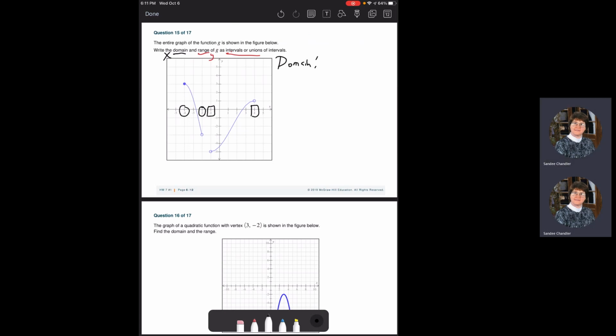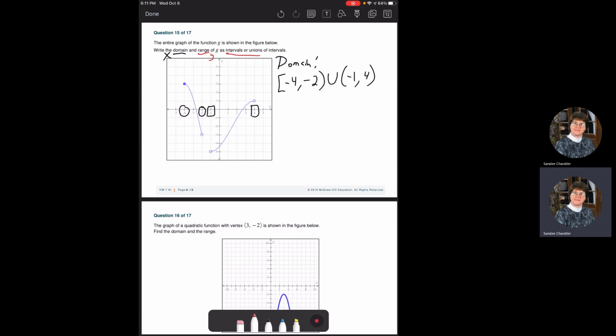So notice where your open and closed points are. We're closed at -4. Then that line rides all the way to -2, and that's open. Then it jumps from -2 to -1, open, and then goes to 4, open. Range is the y values. So we've got this -5 where we're starting, and this line goes up to 1, but notice this line over here on the left just keeps going to 3.